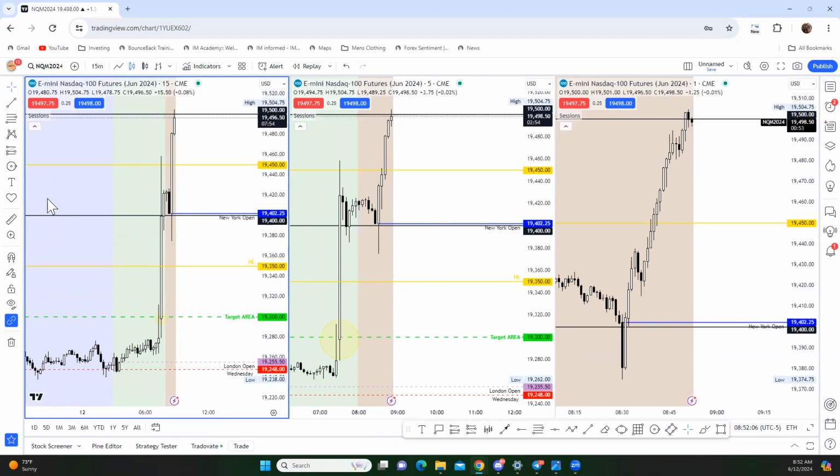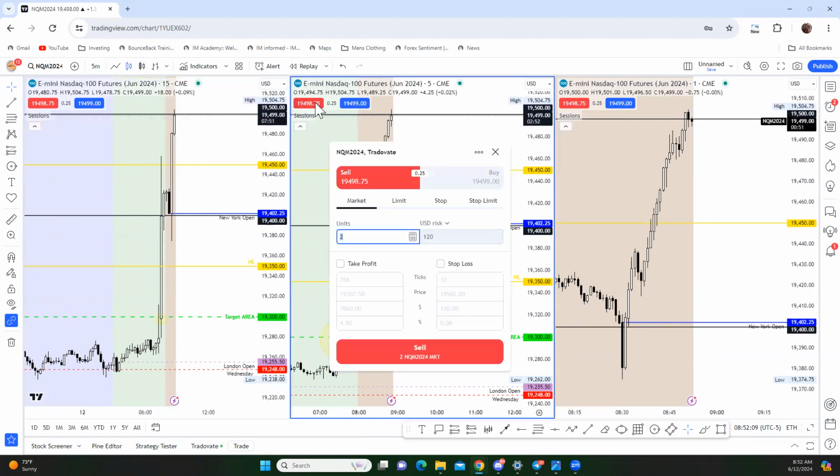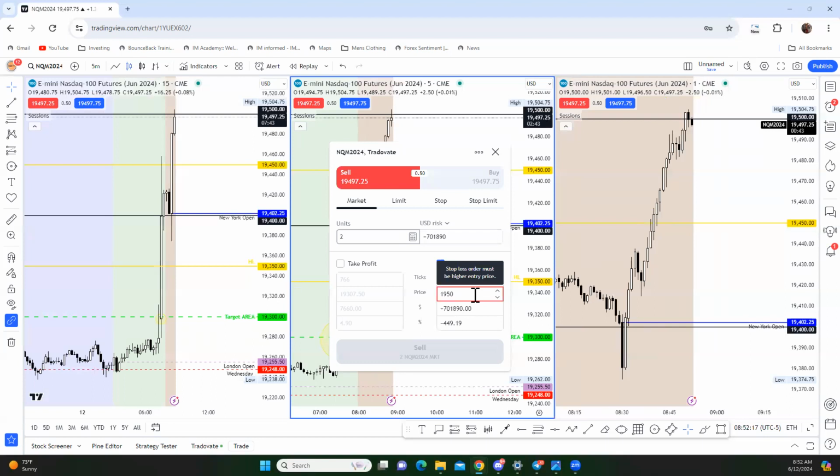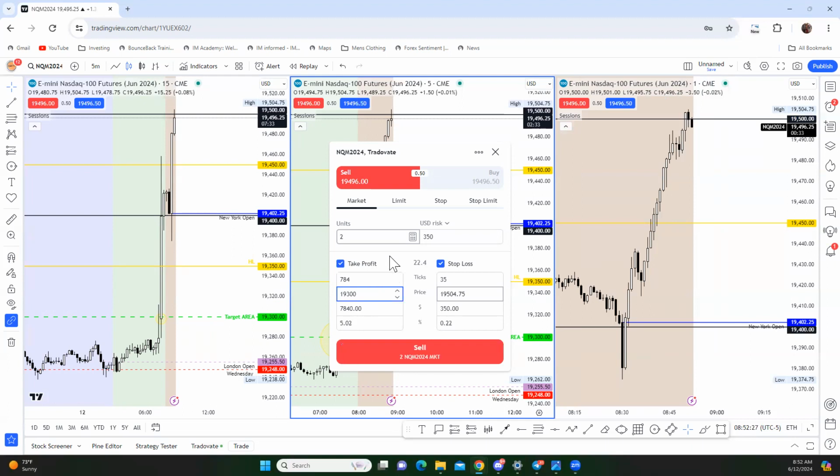Okay, that's what I like to see, that type of area. So let's kind of watch that, if they can start breaking down there. Stop loss 504.75. Take profits 300. Okay.